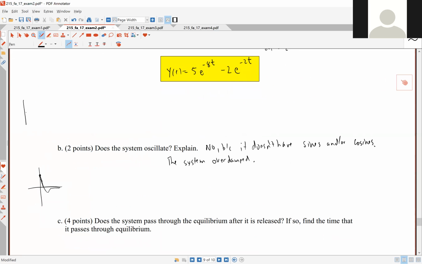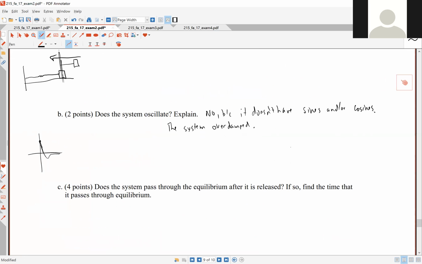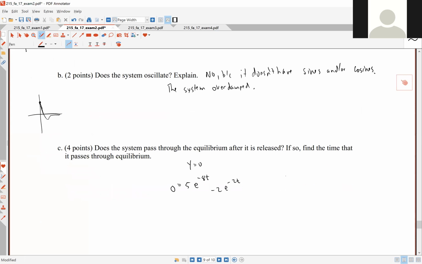So you got this mass sitting on a table, and I pulled it out to here, but I pushed it hard back there so that it would cross through equilibrium. Both critical and overdamped can cross through equilibrium. And you know that just by solving the equation. So it's going to cross through equilibrium if y equals 0. 0 equals 5e to the negative 8t minus 2e to the negative 2t. If we get a solution to this, or positive solution to this, then it does pass through its equilibrium.